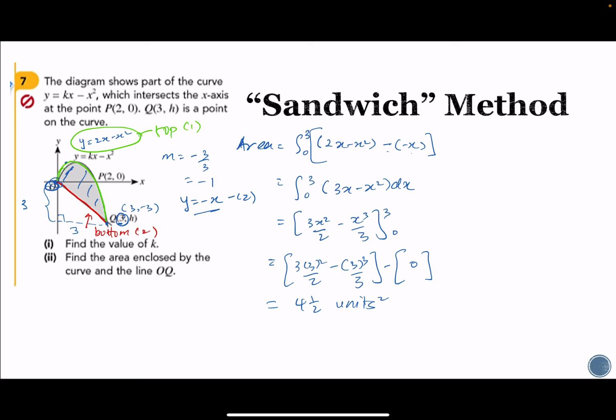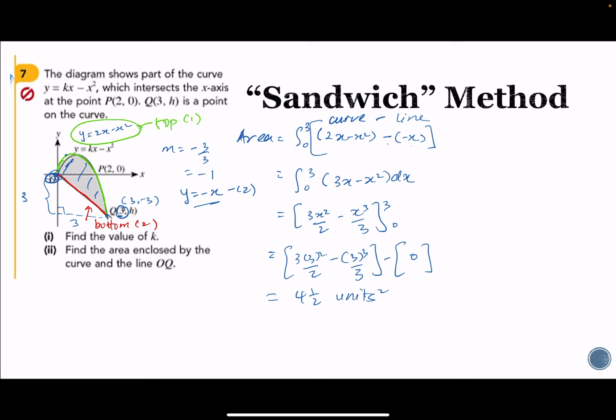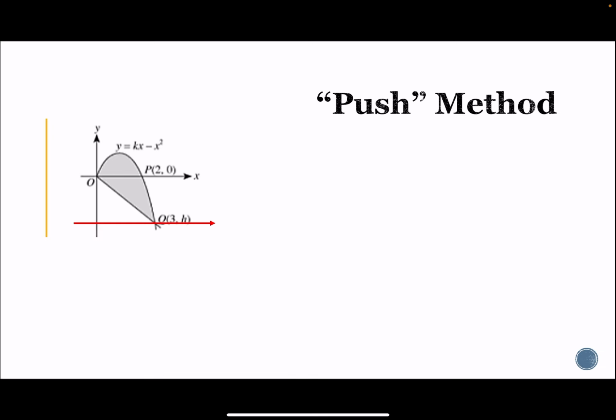So in this case, that is how we get the area using the sandwich method. This is the curve minus the line, so to speak. As I said, it can be line first, but it happens that for this one, the top part is actually a curve. Now, of course, some of you will be wondering, is there another method? Yes, we can also do the push method, which means that we don't have to worry about finding the equation of the line. Just now we had to find the equation of the line, right?